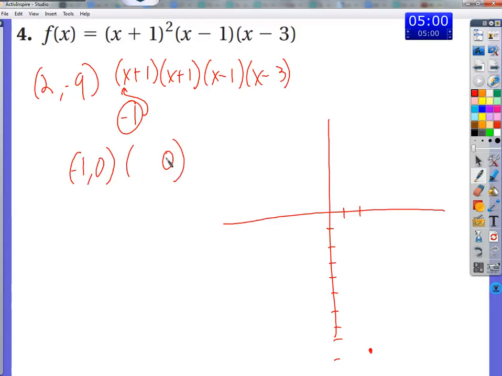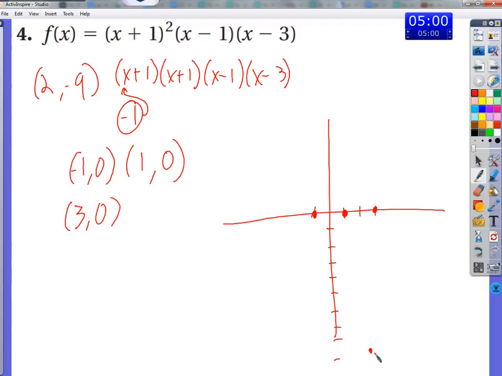How else can I get 0 to come out of this function? What can I put in to get 0 out? +1. If I put +1 here, then yes. Anything that's going to cause any of these factors to be 0 forces me to multiply by 0, giving me 0 as the output. And 3? 3 in gives me a 0 out. So -1, 1, and 3 all give 0. And we already put in 2 and found that it gives us -9.